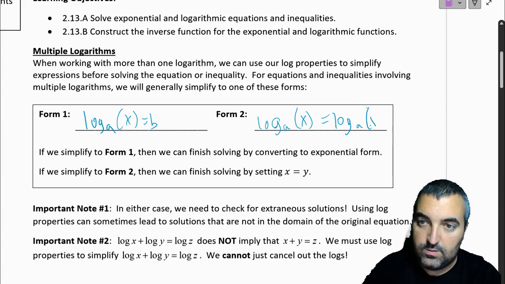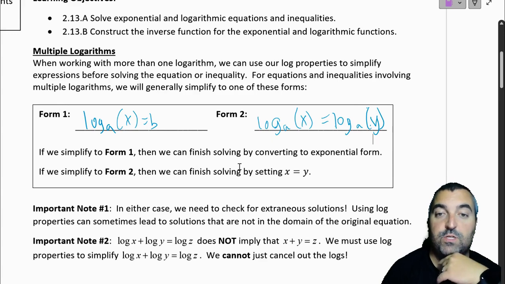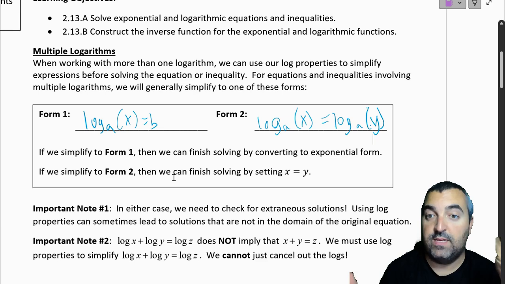So, in this case, in form 2, the logs, because they're the same base and everything, they just cancel out and you're just left with the inside equals the inside. So x equals y.